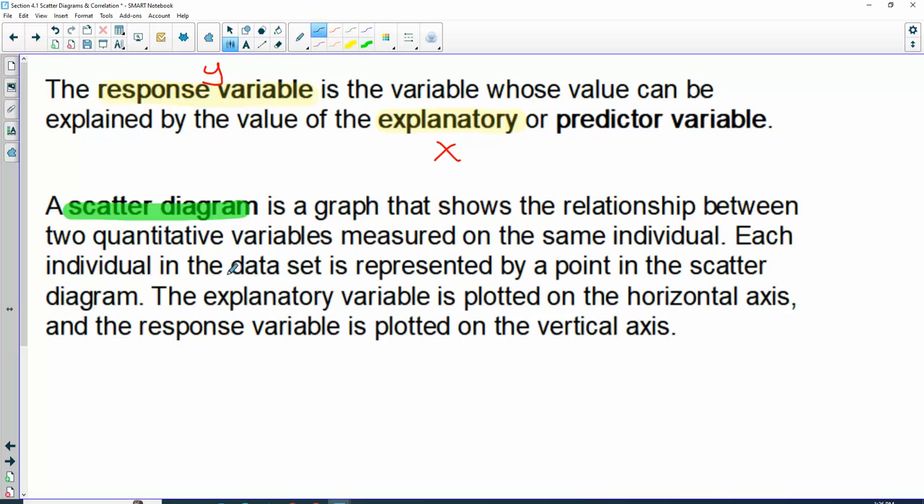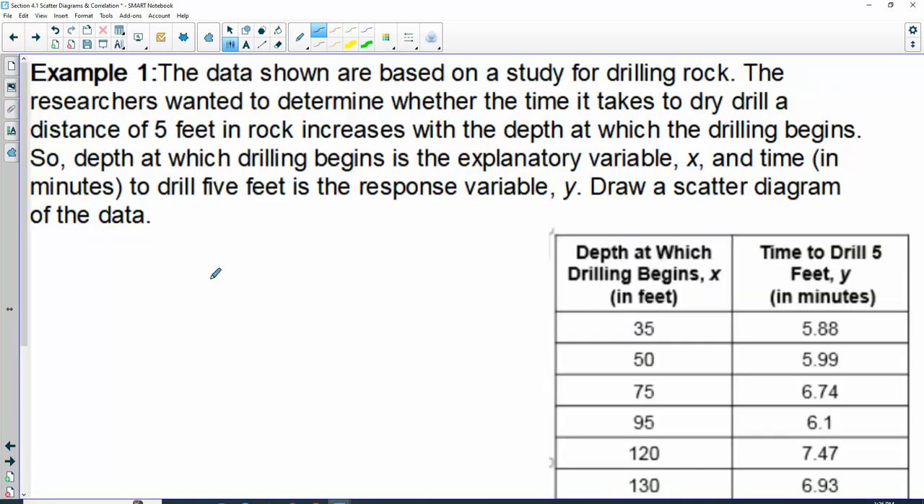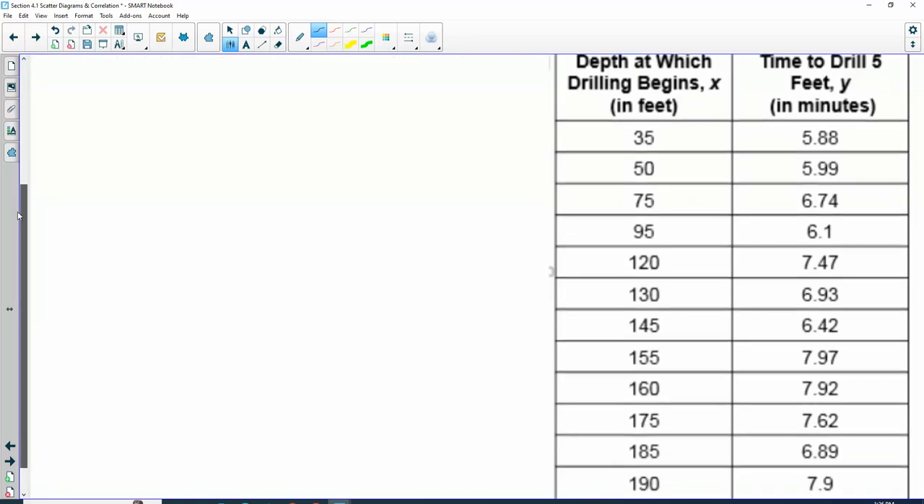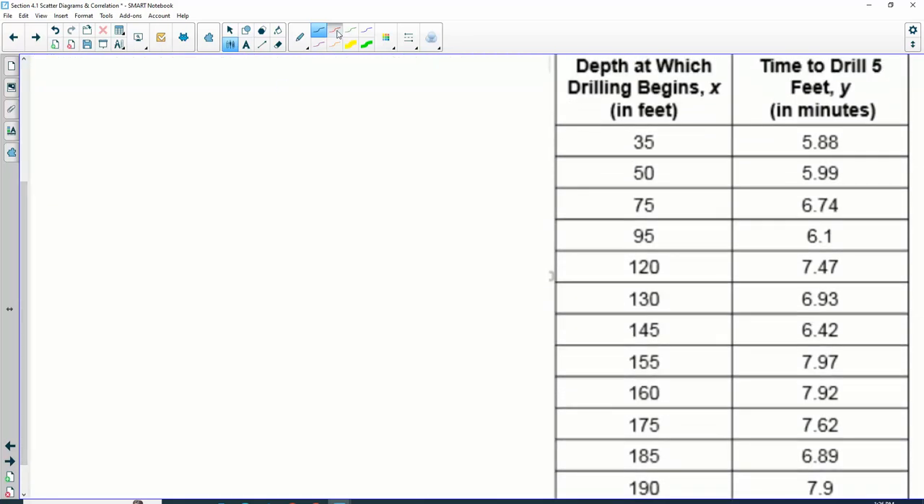So let's first talk about how to make a scatter diagram on the calculator, and then we'll start looking at some different things along with that. This data is based on a study for drilling rock. Researchers want to determine the time it takes to dry drill a distance of 5 feet in rock. So if we look, the x is the depth at which we begin drilling, y is the time. When we set this up on our calculator, the x's need to go in L1, the y's need to go in L2. The second thing to remember, these are ordered pairs, so you have to put them in order.